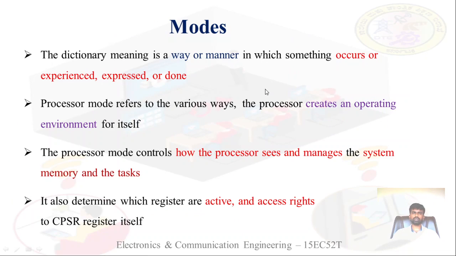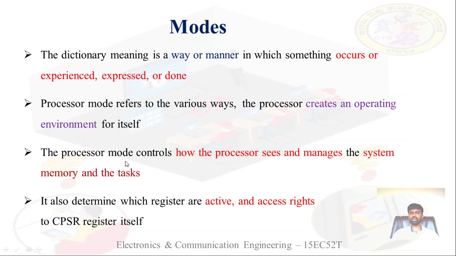What exactly does mode mean? According to the dictionary, mode is a way or manner in which something occurs or is experienced, done or expressed. Processor mode refers to the various ways the processor creates an operating environment for itself. That refers to processor mode.